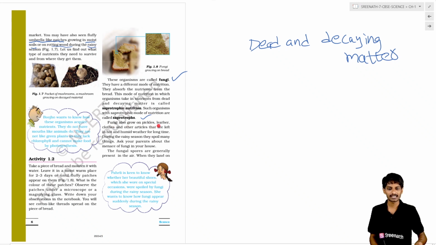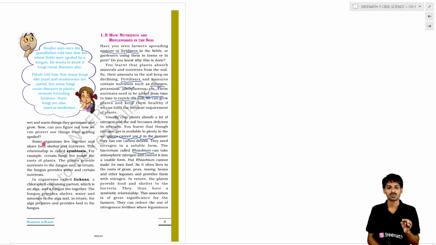Fungi also grow on pickles, leather, cloths and other materials that are left in hot and humid weather for a long time. During the rainy season they spoil many things. Ask your parents about the menace of fungi in your house. If you ask your parents about fungi, they will tell you in how many places fungi is forming and how much it is disturbing us.